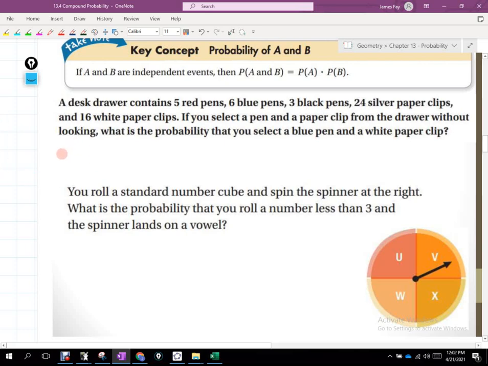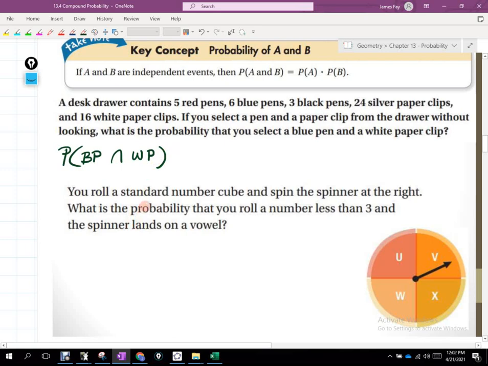So the way I'm going to write this, I'm interested in the probability. I'm just going to say BP for blue pen, intersect, WP for white paperclip.